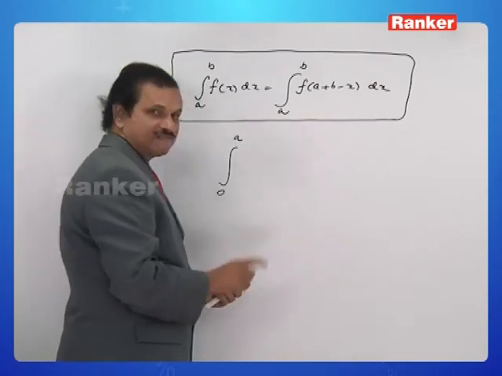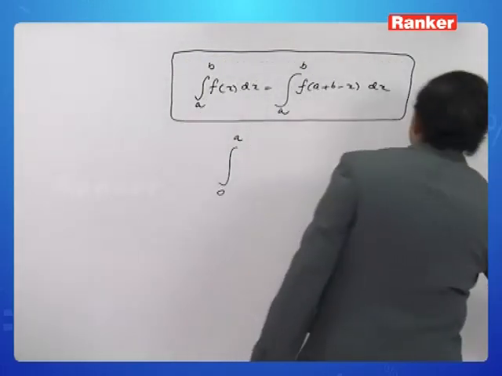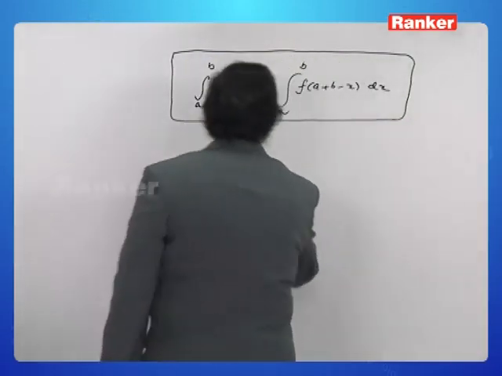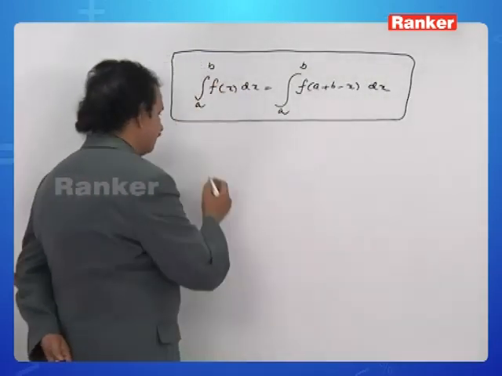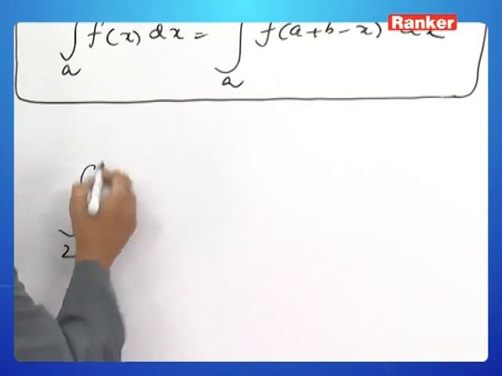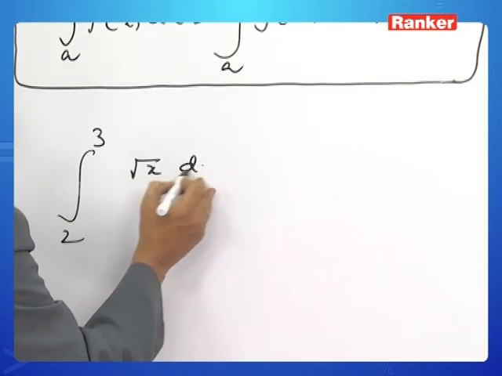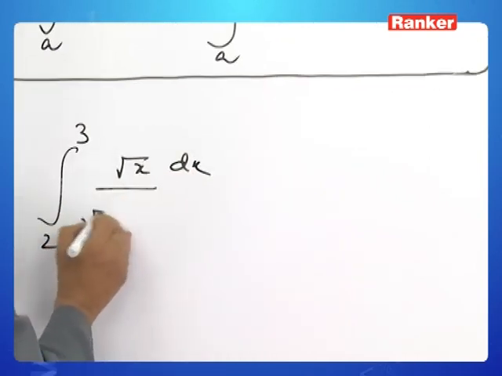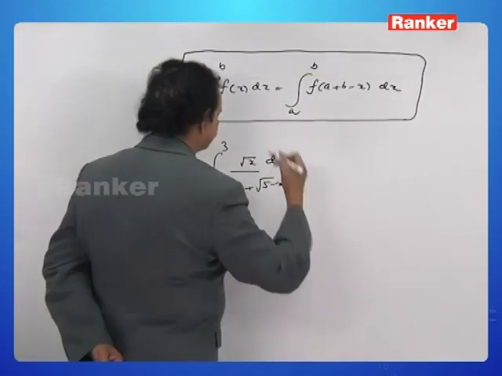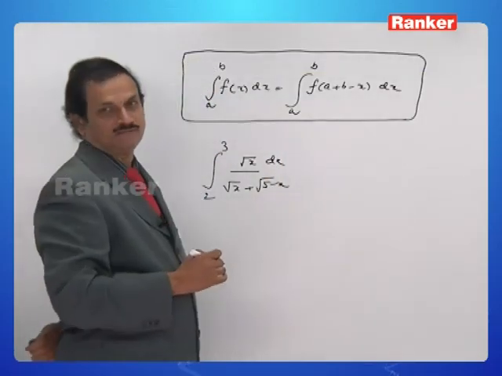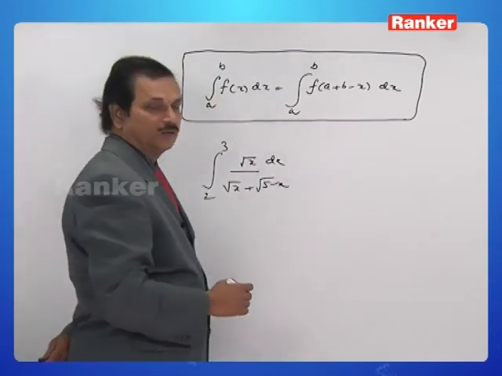So, let us not forget this basic formula. Integral a to b f of x dx is equal to integral a to b f of a plus b minus x dx. Of course, please observe this. Integral 2 to 3 root x dx by root x plus root 5 minus x. How can you simplify? Okay, in the place of x, by using this formula, what can you do?